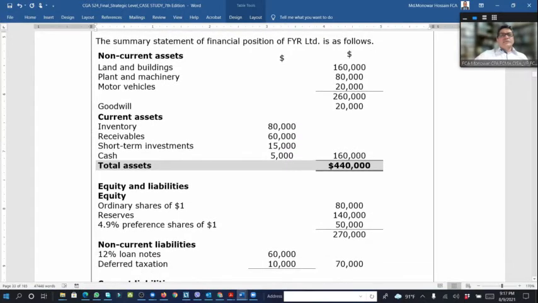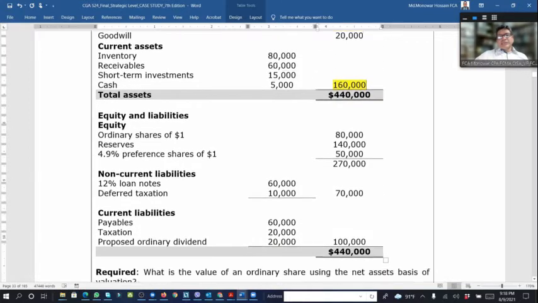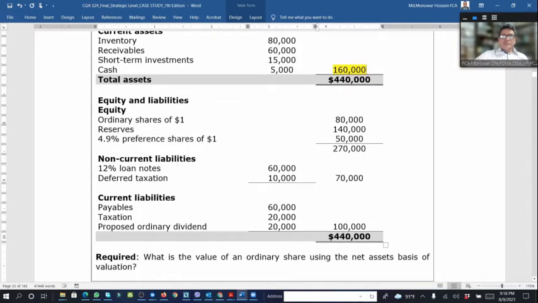Look here, the summary of a statement of financial position of a company. Non-current assets: land, plant, motor vehicle, and goodwill 20,000. So non-current asset is $260,000, goodwill 20,000, current asset: inventory, receivable, short term and cash total 1,60,000. So here 4,40,000 is total asset. Same way 4,40,000 is total liability and owner's equity.